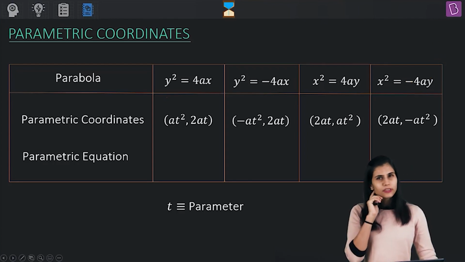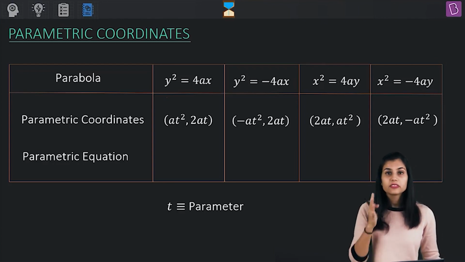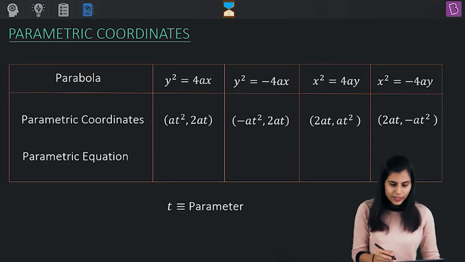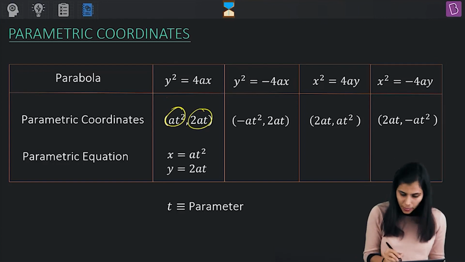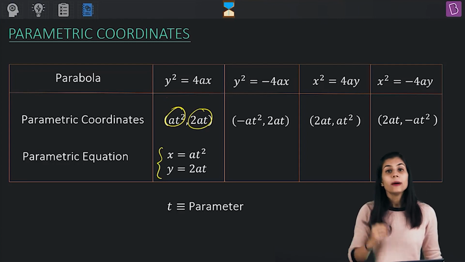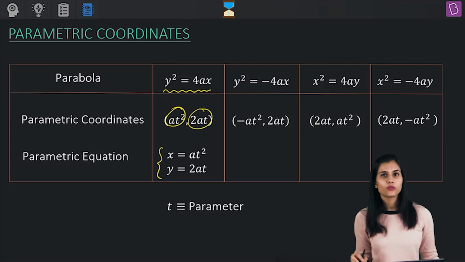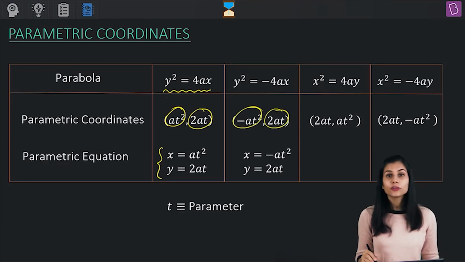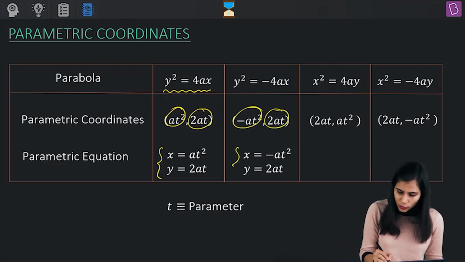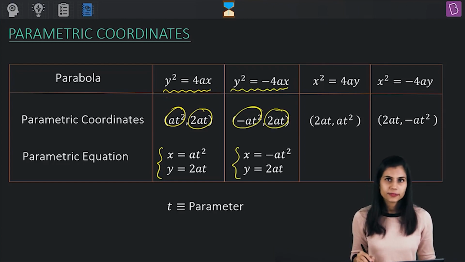After we are done with parametric coordinates, another terminology which is important and comes into the picture over here itself is parametric equation. See, when individually I write x = at² and y = 2at, these two equations are called parametric equations of the standard rightward opening parabola y² = 4ax. Further, when I write x = -at² and y = 2at individually, these two equations describe the parametric equations of my leftward opening standard parabola y² = -4ax.